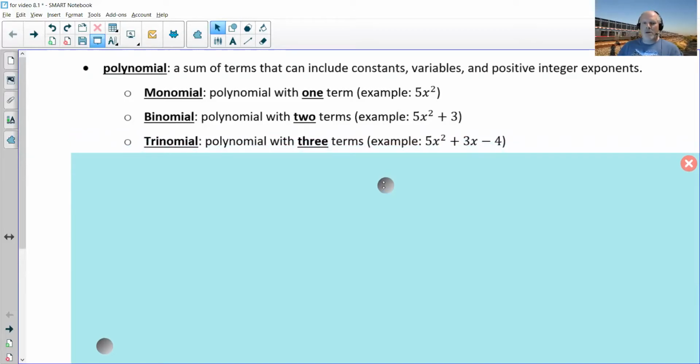Next we have trinomials, which is a polynomial with 3 terms. So for example, 5x squared plus 3x minus 4 is a trinomial.